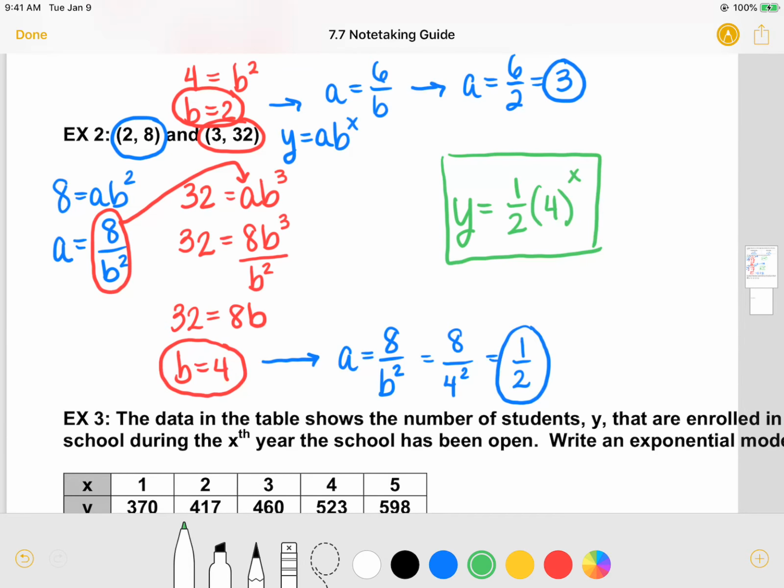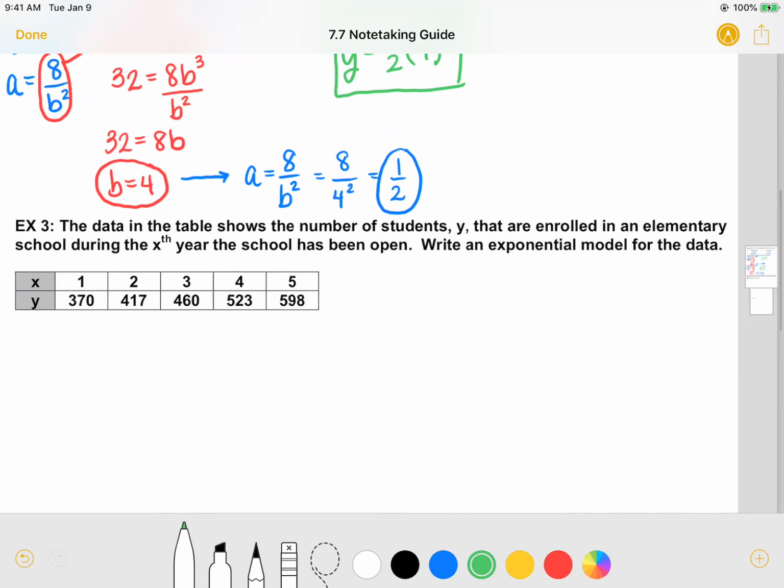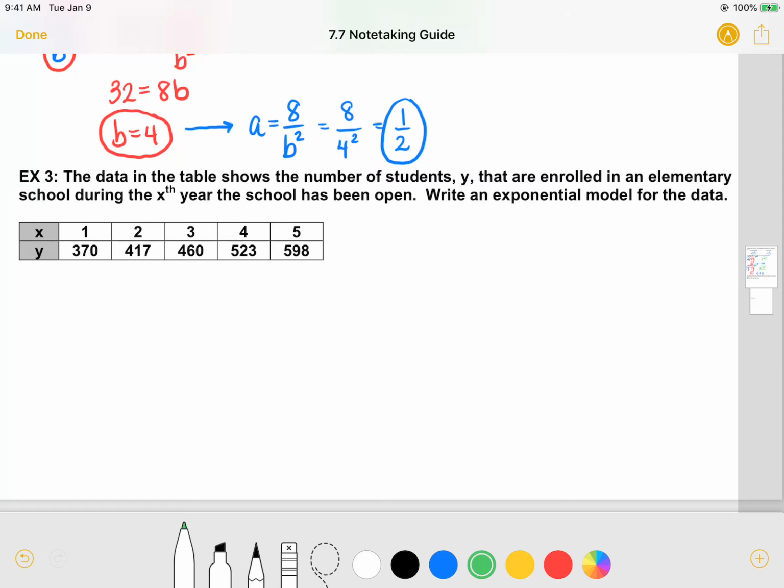Okay? All right, so let's look at now example 3. This is an application problem. So the problem says the data in the table shows the number of students y that are enrolled in an elementary school the Xth year the school has been opened. Write an exponential model for the data.